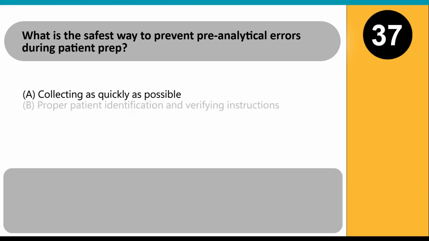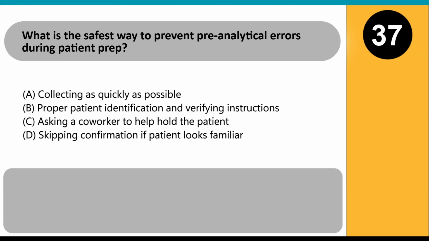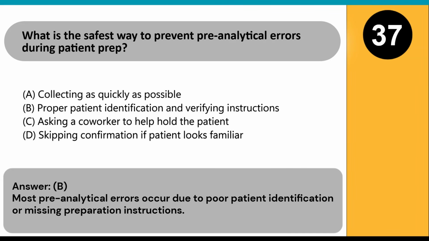What is the safest way to prevent pre-analytical errors during patient prep? A. Collecting as quickly as possible. B. Proper patient identification and verifying instructions. C. Asking a coworker to help hold the patient. D. Skipping confirmation if patient looks familiar. Answer B. Most pre-analytical errors occur due to poor patient identification or missing preparation instructions.